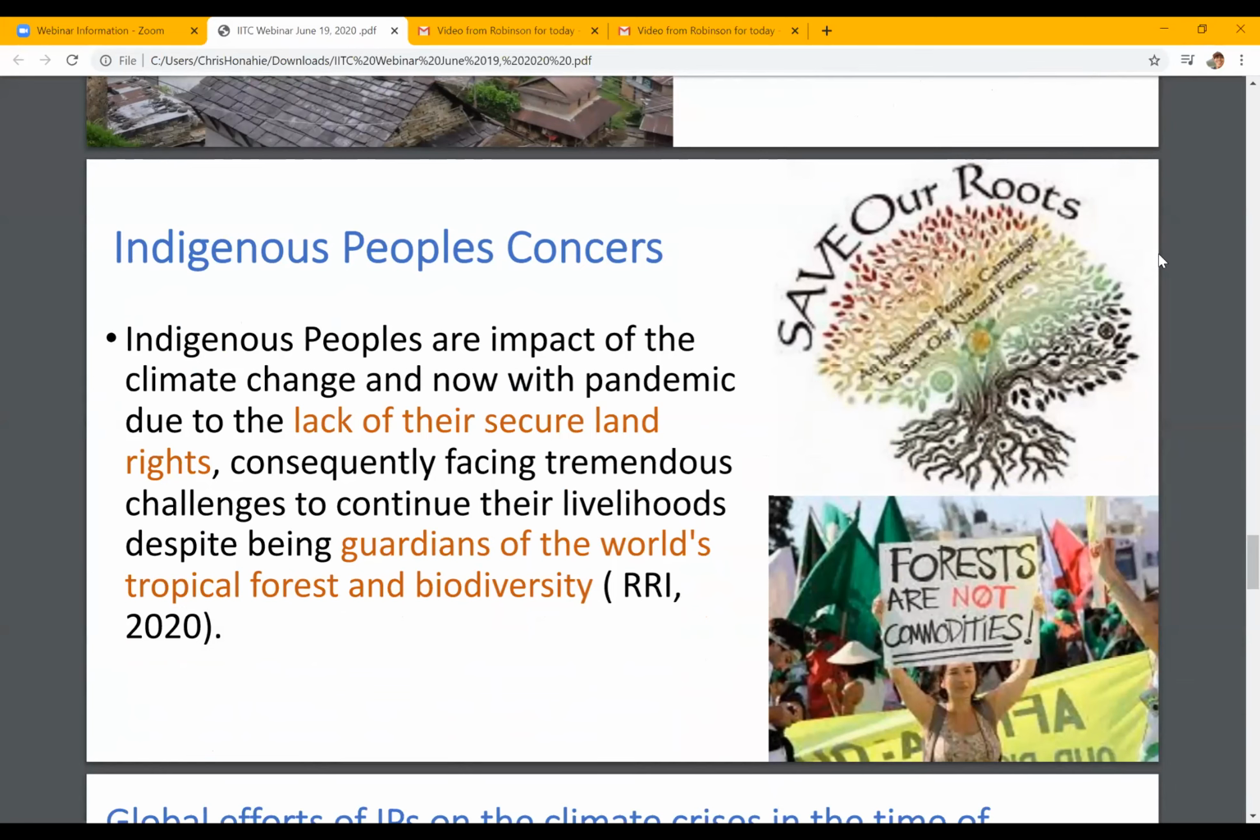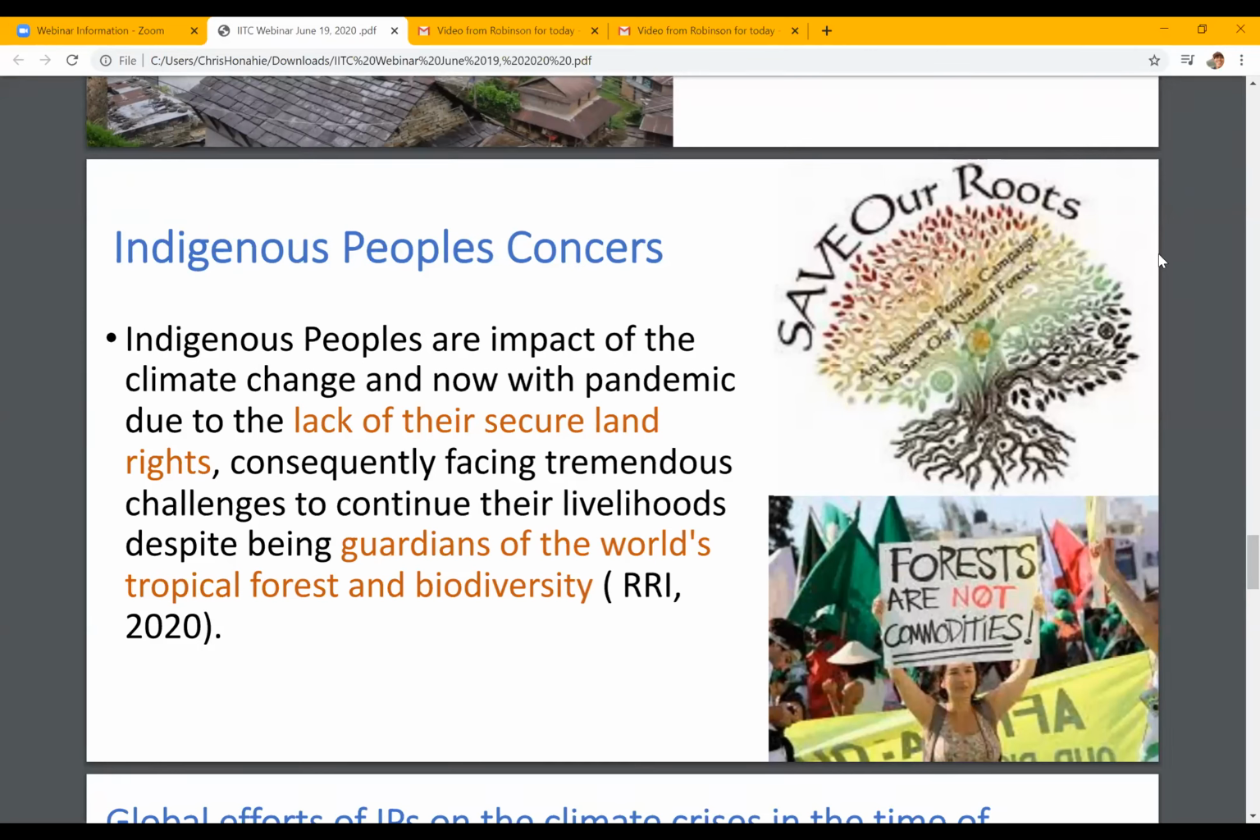I'm almost at the end. So what is happening? We are all aware that indigenous peoples are at the forefront of the impacts of climate change, and now the pandemic. One of the main core challenges for indigenous people is the lack of land rights. Tenure rights are crucial to overcome the impacts of climate change, COVID, natural disasters, or any future pandemic, because they are the guardians of the world's forests and biodiversity. This is not acknowledged, and it is possible only through the acknowledgement of their land tenure, land titles and security.